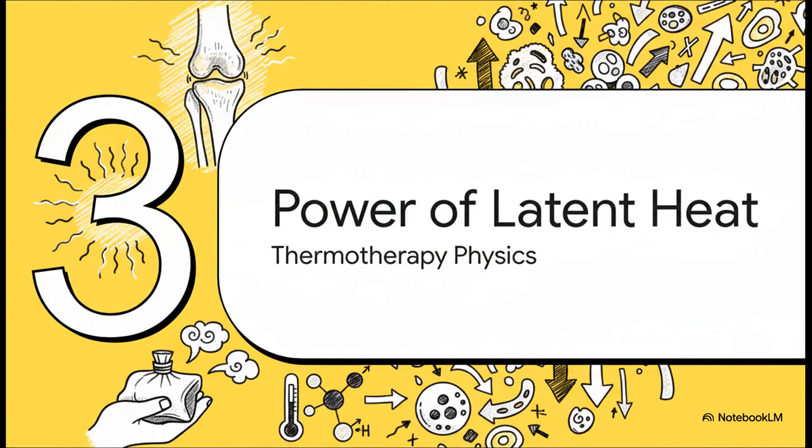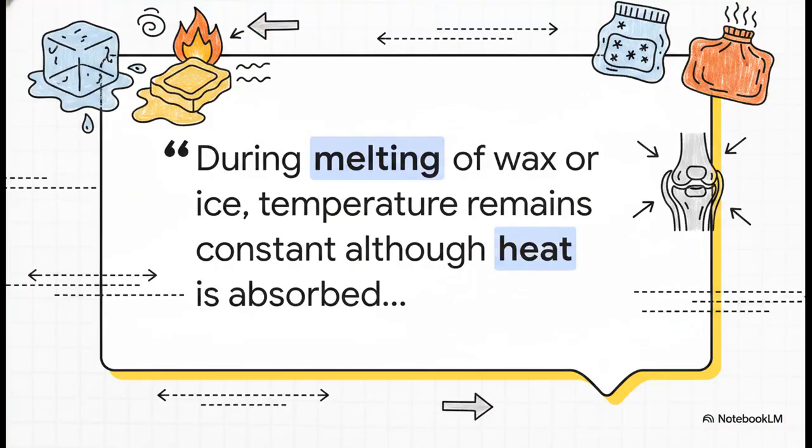All right, Section 3, the power of latent heat, covering the physics of thermotherapy. Okay, next patient up is an elderly individual dealing with some really severe chronic joint stiffness in their hands, so they need thermotherapy. To treat them effectively, we rely on a brilliant principle from Lehman, who noted that during the melting of wax or ice, the temperature remains constant, even though heat is being actively absorbed or released. Sounds totally counterintuitive, right? Heat is moving, but the thermometer isn't budging. But this is the exact literal mechanism behind why your hot and cold packs are so incredibly effective.